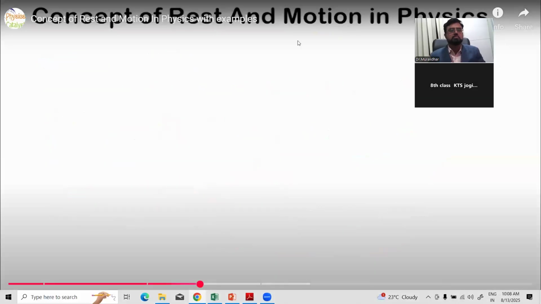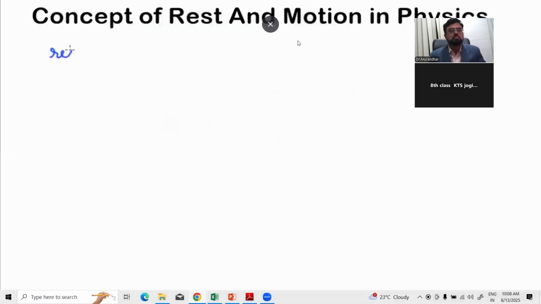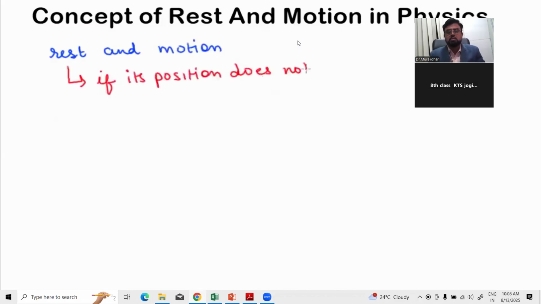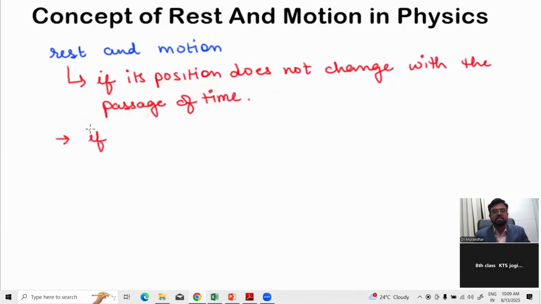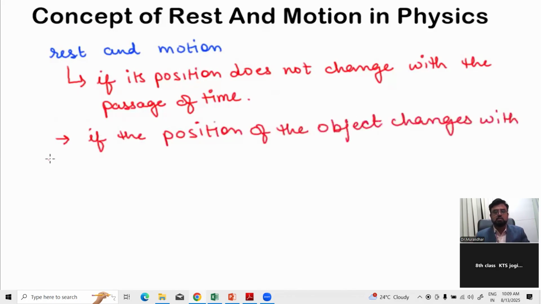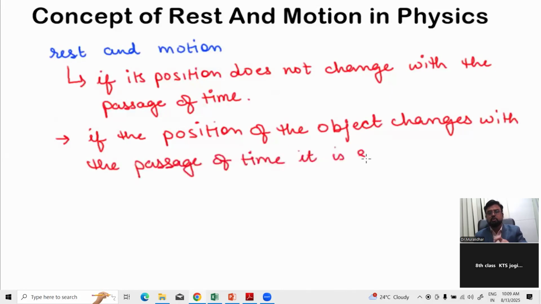Let us now define the terms rest and motion, what we learned in the last class. A body is said to be at rest if its position does not change with the passage of time. If there is no change in the object's position, the body is said to be at rest. If the position changes with the passage of time, it is said to be in motion. We can call it a body in motion.